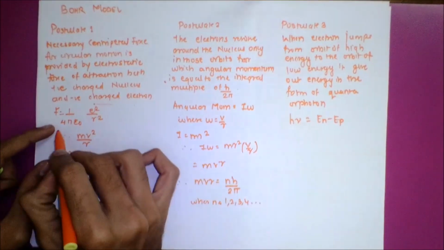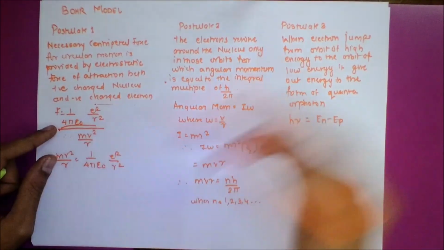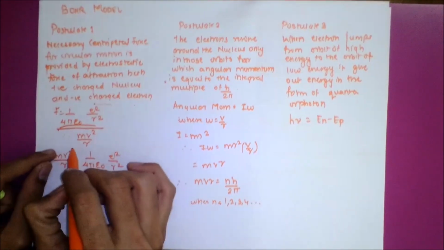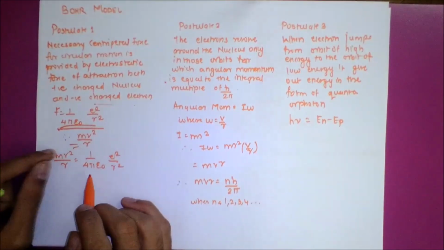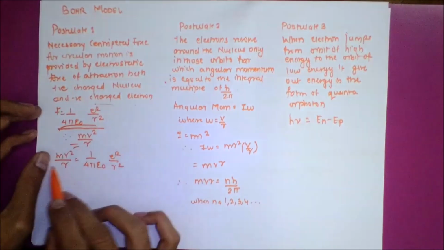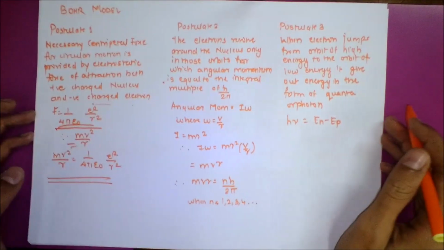That is given by F equals 1 upon 4 pi epsilon naught, e squared upon r squared, where e squared comes from the magnitudes of the charges. The centripetal force is equal to mv squared upon r. Here the centripetal force equals the electrostatic force of attraction. So we have mv squared upon r equals 1 upon 4 pi epsilon naught, e squared upon r squared.